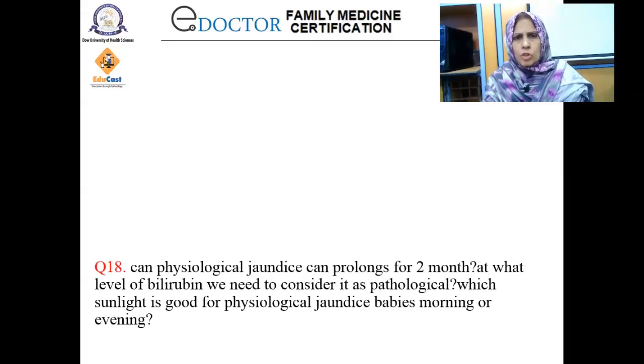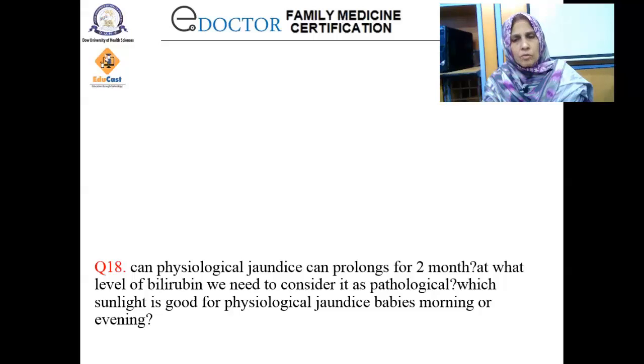Can physiological jaundice go on for 2 months, at what level should we consider it as pathological, and which sunlight is good for physiological jaundice babies, morning or evening? Well, by definition, it's not physiological if it is lasting for 2 months. Physiological jaundice usually starts on the 3rd day, after 48 hours.